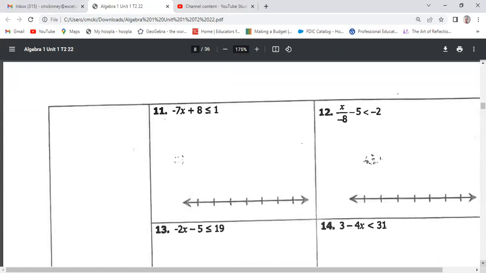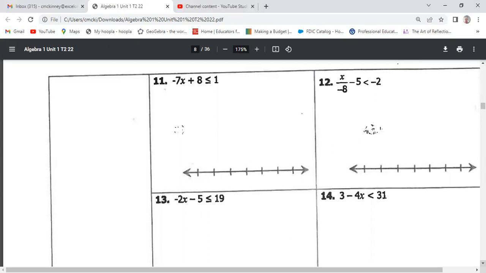So a problem like number 11, we would need to reverse that sign, to flip the sign, because in number 11, we are going to take away 8.